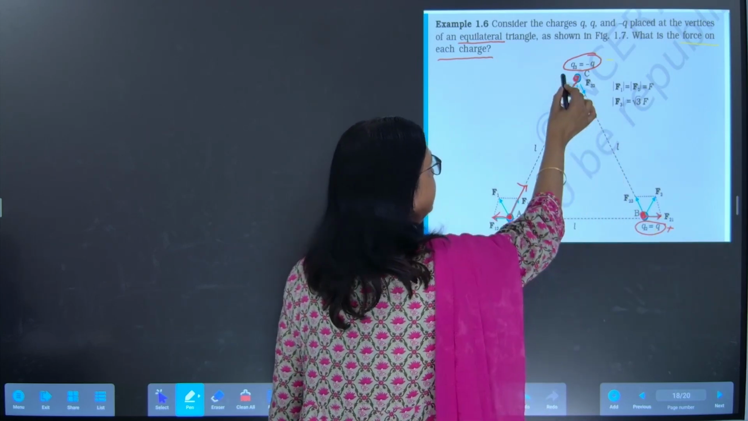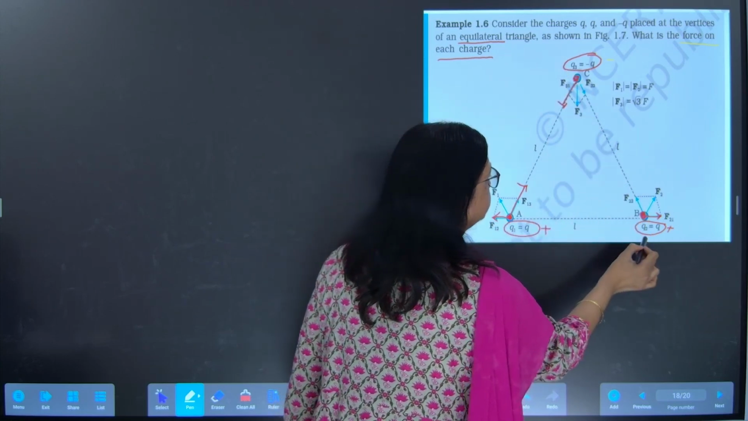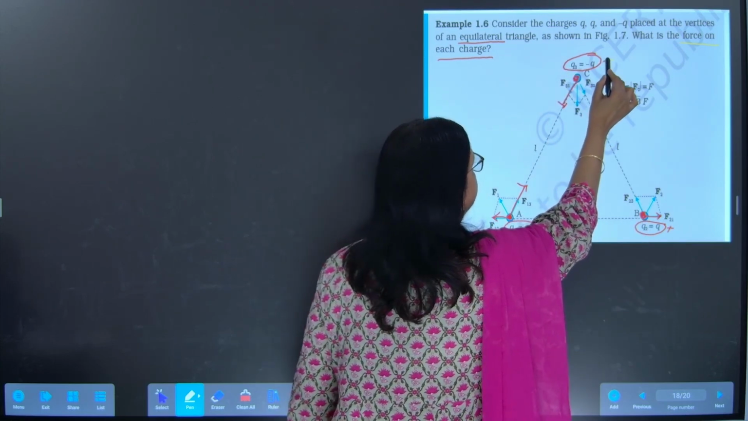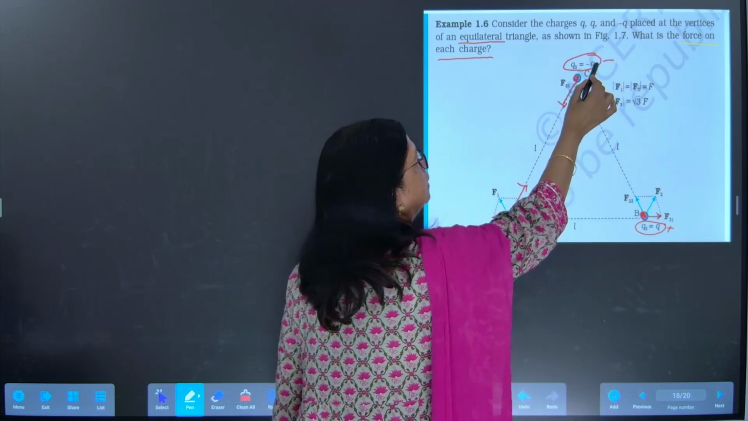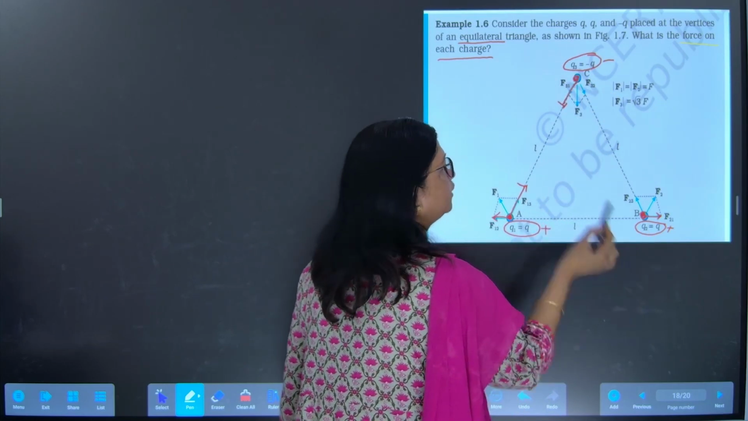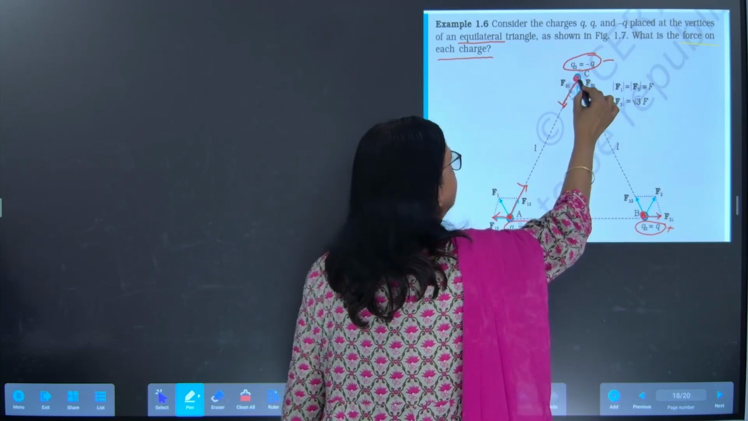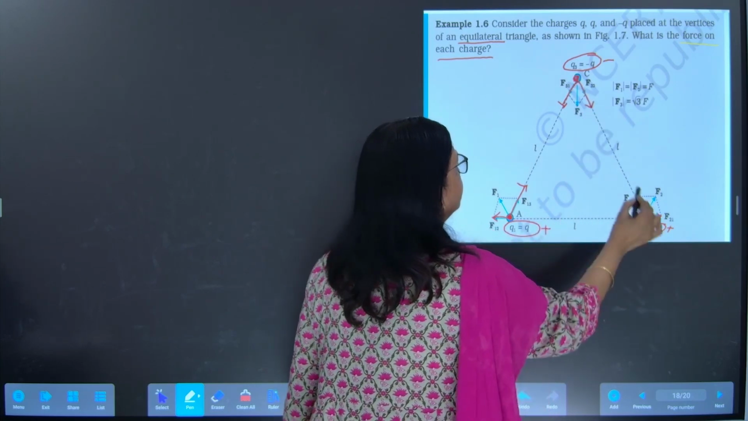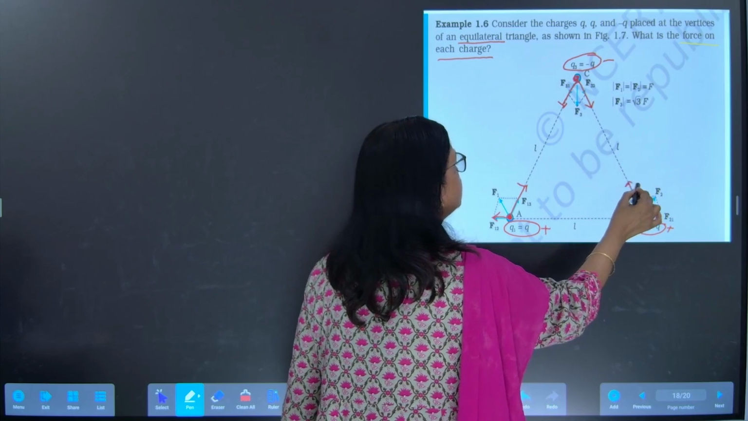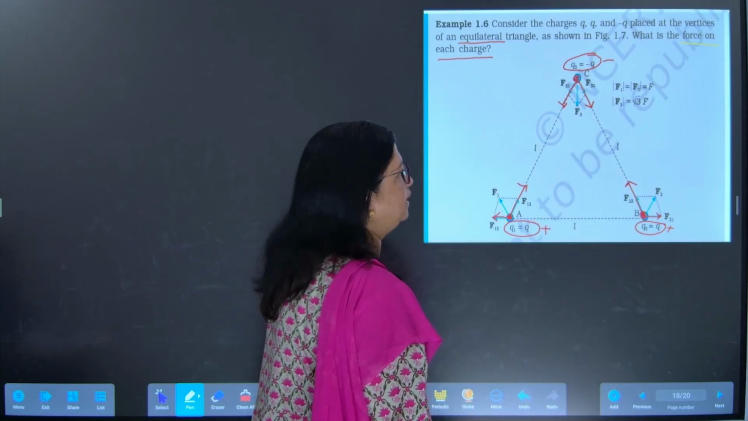Similarly, let us decide the direction of force due to Q3 on Q2. This force will be attractive because the polarity of the charge at C is negative and the polarity of the charge at B is positive. So you can see the attraction between these 2 charges.